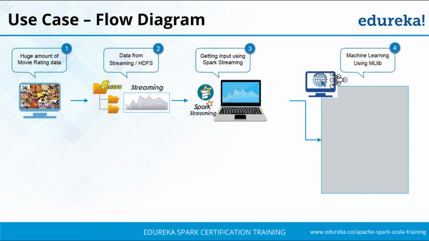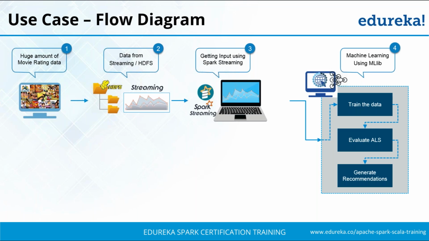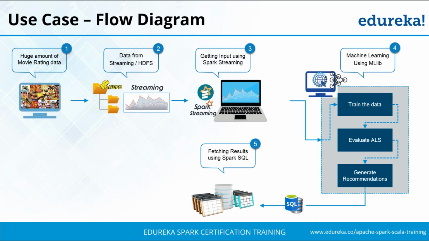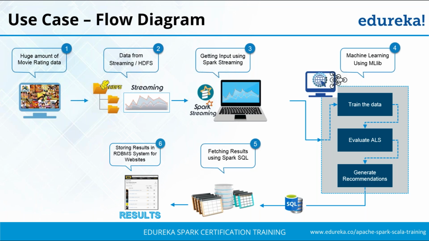After that, we are going to apply our machine learning algorithm. So we are going to train on the data. In training, we are going to use our older data set, what we have just retrieved. Based on that, we will make our model learn, make our machine learn, make our algorithm learn. Then we are going to use the ALS algorithm and generate the recommendations. After we are done, we are going to fetch the results using Spark SQL. Once we have fetched the results, we are going to store them in our RDBMS system. So this is what we are going to do.